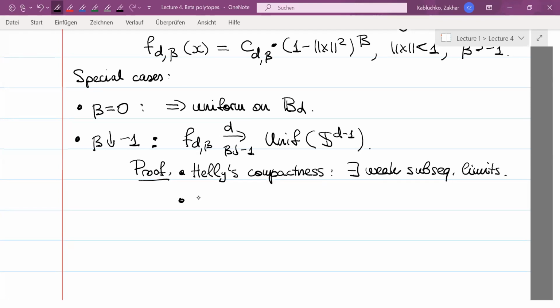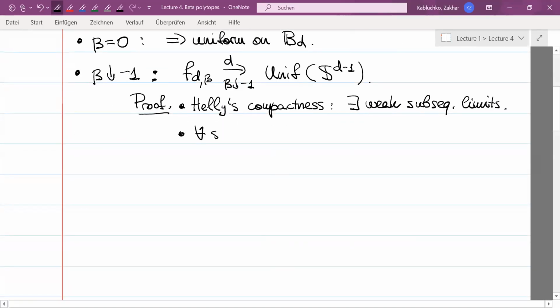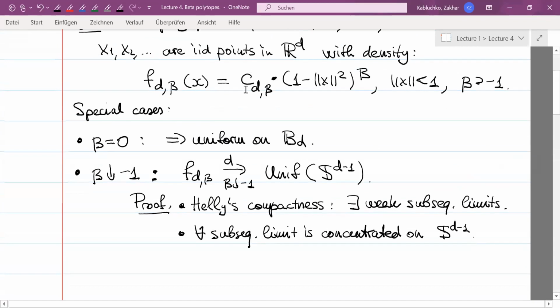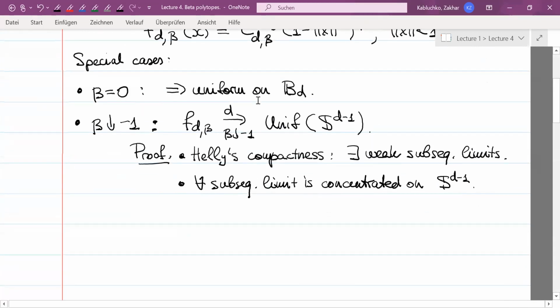So, I'm sorry, every subsequential limit is concentrated on the boundary, so on the sphere. This is because the function converges pointwise to 0, and moreover, it converges to 0 uniformly on every compact subset of the ball. So on every ball of strictly smaller radius, it converges to 0 uniformly, which means that there is no mass left there in the limit. So the subsequential limits are on the sphere.